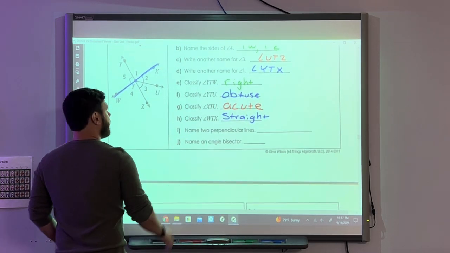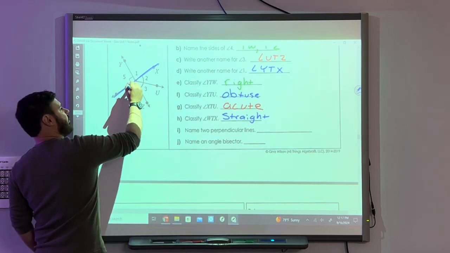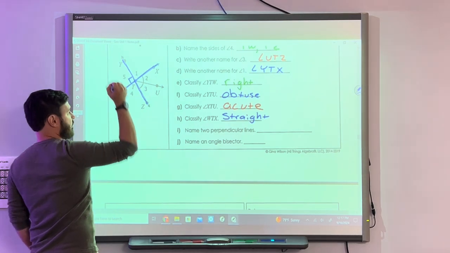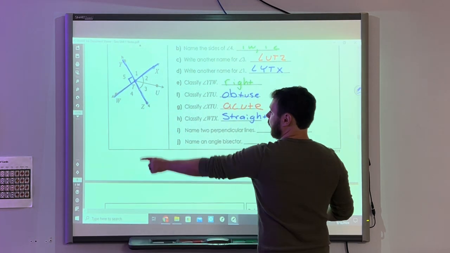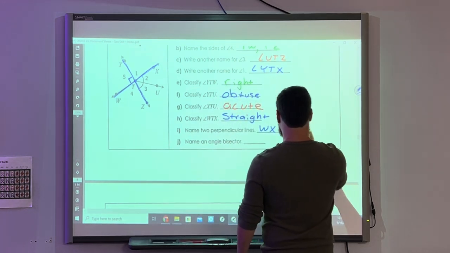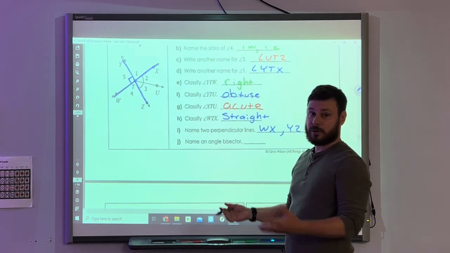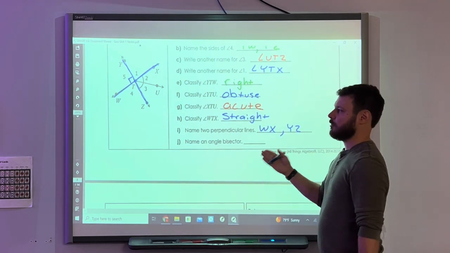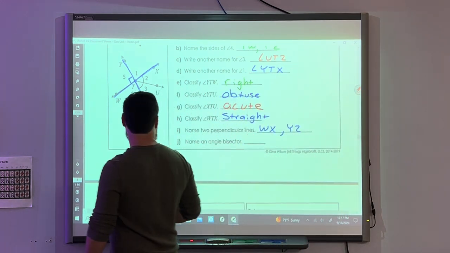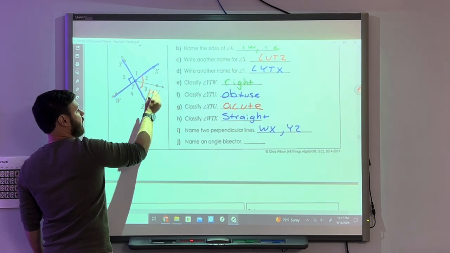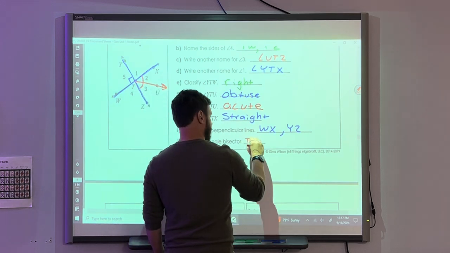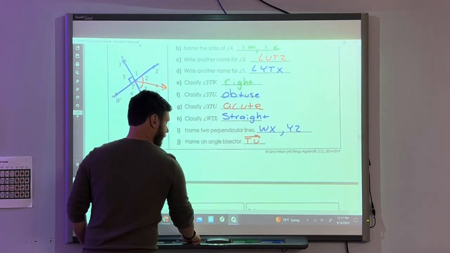Okay. What are the 2 perpendicular lines? Well, easy to find. The box is going to attach to both of them. The box is attached to this one. It also attaches itself to that one. So the 2 perpendicular lines are WX and YZ. Remember, there's so many more names you could choose to do that. This is just one example of how you can name both those lines. And what is the angle bisector? So where are the arcs? One here, one here. The thing that it is sharing is that line. So TU is the angle bisector.